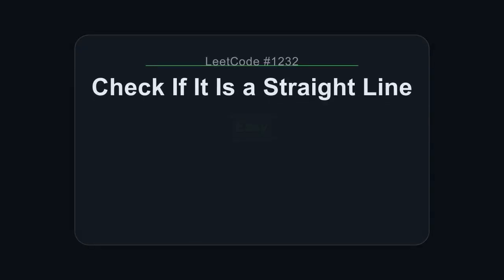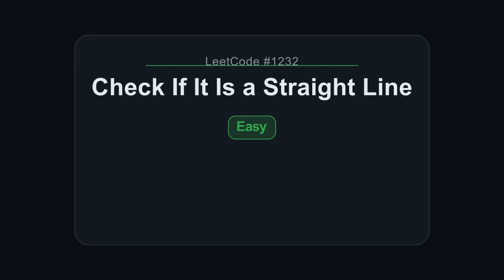After checking all points, since every new point maintained the same relative slope with our initial point 0 as point 1 did, we can confidently return true. All points indeed lie on a single straight line. You'll spot this pattern when dealing with geometric problems involving collinearity, or whenever you need to check if a property holds consistently across all elements relative to a base.